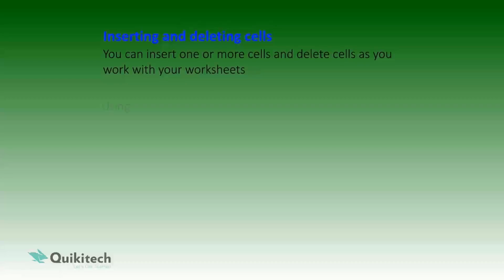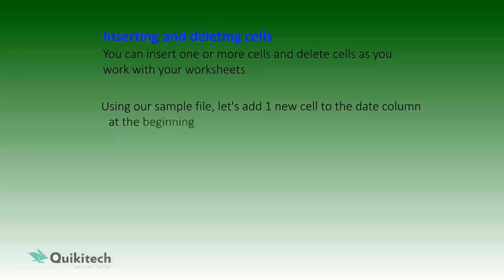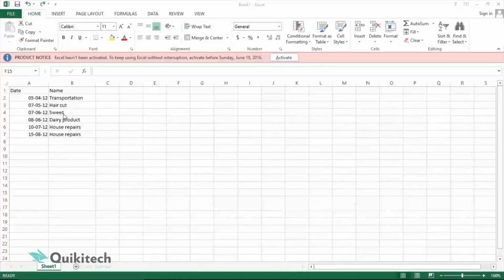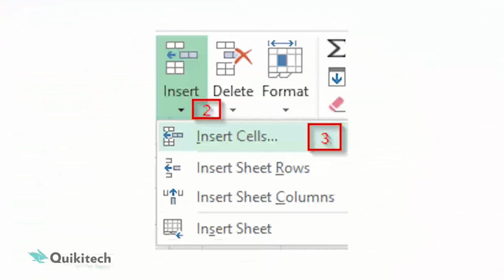Inserting and deleting cells. You can insert one or more cells and delete cells as you work with your worksheet. Using our sample file, let's add one new cell to the date column at the beginning of our worksheet and delete it afterwards. Here are the steps you need to take. 1. Click where you want to insert the cell. 2. On the Home tab, click Insert. 3. Click Insert Cells as shown in the figure on your screen.